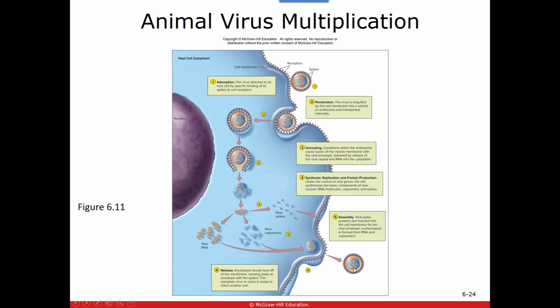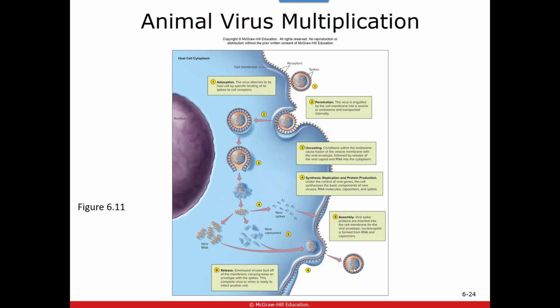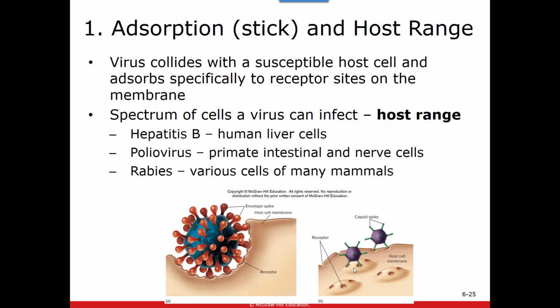So just looking at the different parts individually, because that's a nice overall view of what's happening, you have the adsorption, that's the sticking. And it is specific for different cells. It uses those protein spikes on the outside to recognize specific host cells. Now, what cells it can affect is considered your host range. Example, hepatitis B only affects human liver cells. Hepatitis B is not going out and affecting every cell in your body. Polioviruses only affect primate intestine and nerve cells. Rabies affects various cells of lots of different mammals, and so it has a larger host range. And so some are very specific, some are a little more broad.